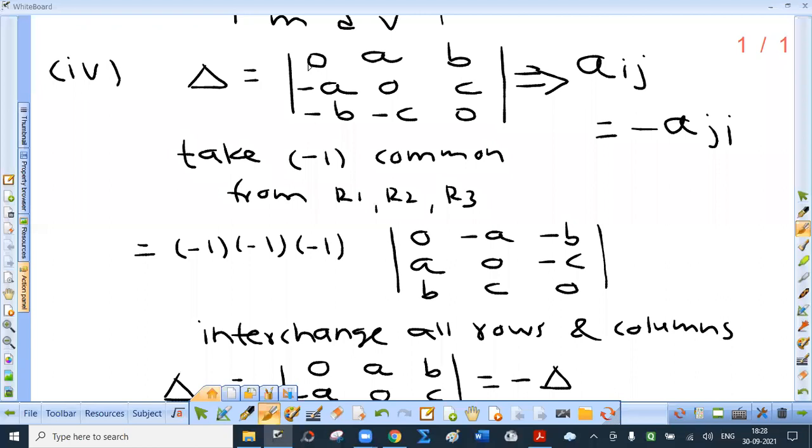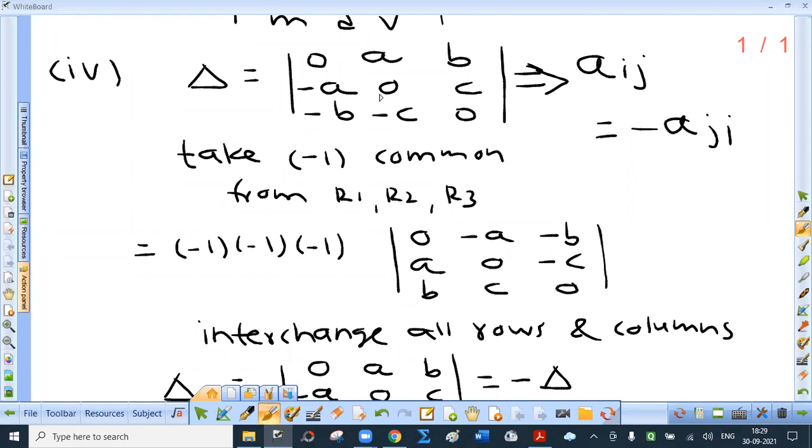a13. What is a13? First row, third column, b. Is a13 the same as minus a31? Interchange: a31 means third row, first column, minus b. Yes, b is minus of minus b. Now a22. a22 is equal to minus a22, that is, a22 equal to 0. Twice a22 is 0, so a22 is 0. Yes, each diagonal element in fact is 0. Of course, even if you do not observe this, you can still solve this.